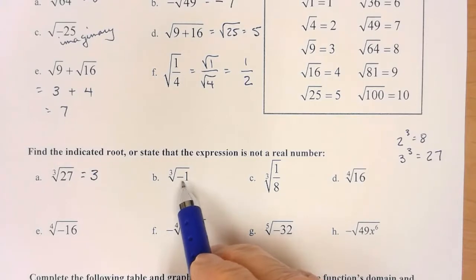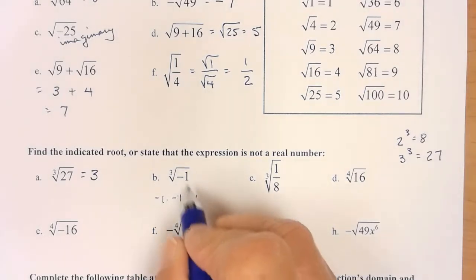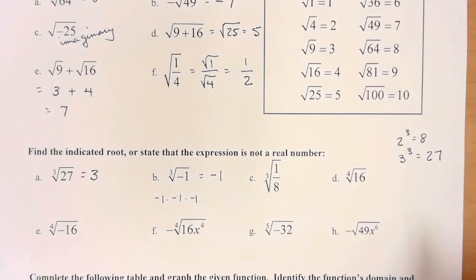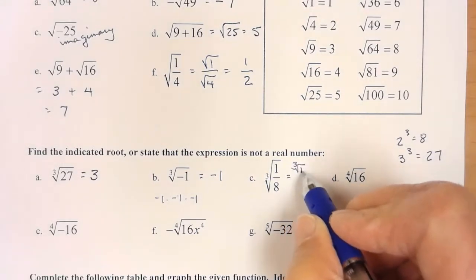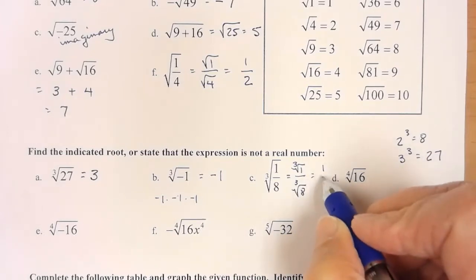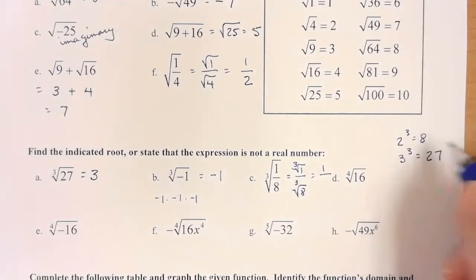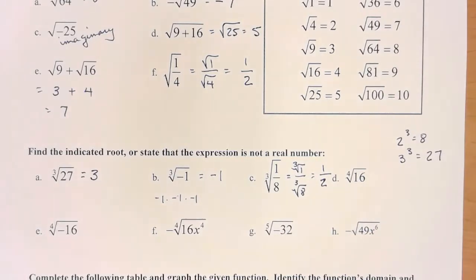Cube root of a negative, I can take odd roots of a negative number. On this one, if I do negative 1 times negative 1 times negative 1, that will in fact give me negative 1. So the answer to that is negative 1. This one, I do cube root of 1, cube root of 8. Cube root of 1 is 1. Any root of 1 is 1. Cube root of 8, if you have an idea right there, it's equal to 2. And you can do those on your calculator.